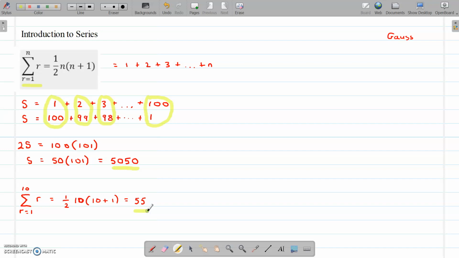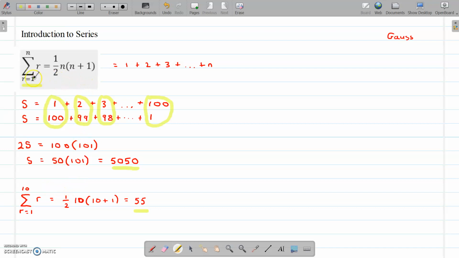Okay, now that's an introduction to really the term series, being the sum of the terms of a sequence. It's also an introduction to the sigma notation, which we use to show a series. And it's perhaps the most simple example of the sum of the counting numbers.